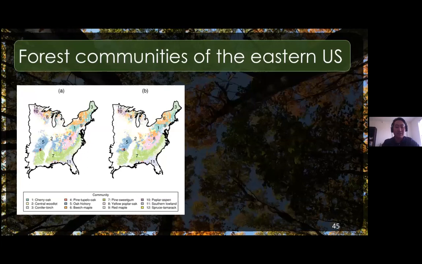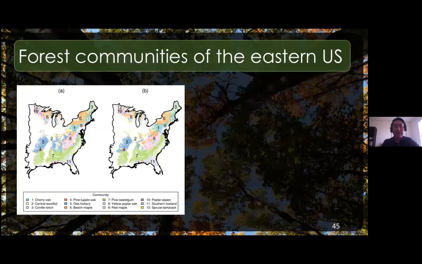There have been studies of what these forest communities are dating back to the 1950s. There was a book called The Deciduous Forests of Eastern North America by Lucy Braun. And it was good to see that we are seeing some consistent patterns emerging.